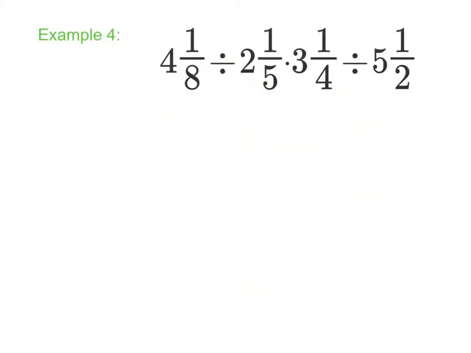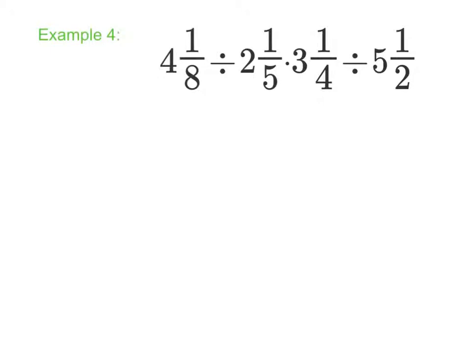Alright, I have one more that I want to show you before you try some by yourself. This one combines both multiplication and division, so we have to remember our order of operations. PEMDAS, please excuse my dear Aunt Sally. We must do parentheses first. There's no parentheses in this problem. Then exponents, no exponents. But the next step is multiplication and division.